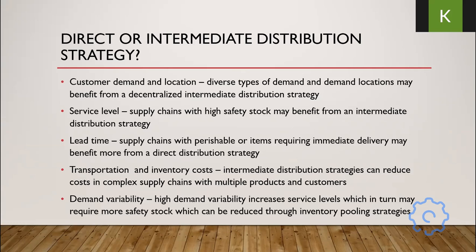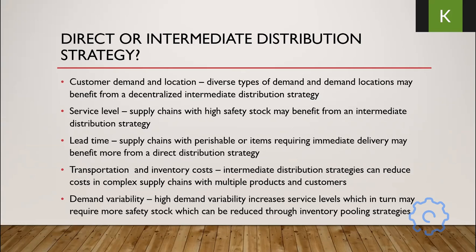Now, service level. Supply chains with high safety stock may benefit from an intermediate distribution strategy. This is through what I mentioned earlier, risk pooling, in which you're able to reduce the safety stock across an area by pooling it in one location to service multiple locations. So if you have a very high service level, basically service level is the percentage of people that you are required to have products ready for. So let's say your service level is 98%, basically 98% of people who buy your product must be able to purchase a product. That's usually about 95 is what people aim for, but 98% is pretty high.